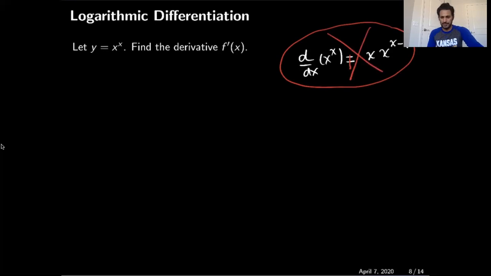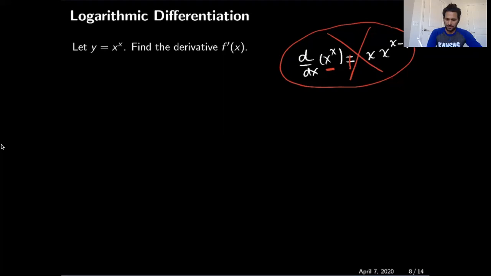The very reason is that this function is not a power function. In a power function, the variable is in the base, and the exponent is supposed to be a constant, it's not supposed to be a variable. So the power rule will not work here to calculate the derivative of x to the power x.